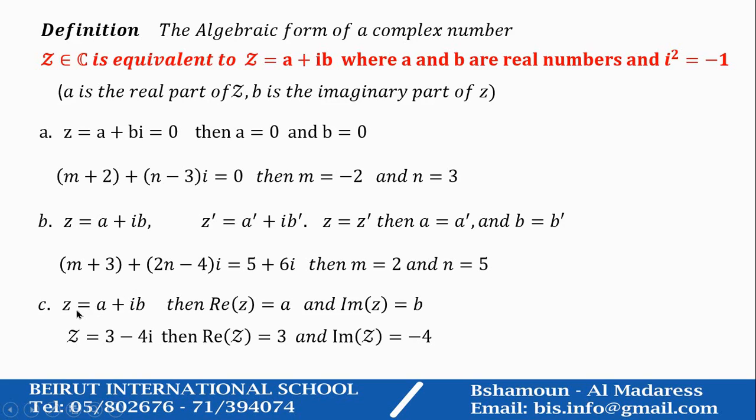Z is a complex number, a plus ib. The real part of Z is a, we write it Re(Z), and the imaginary part of Z is b. Then, in this example, 3 is the real part and minus 4 is the imaginary part, because the complex number is a plus ib. It should be 3 plus minus 4i.